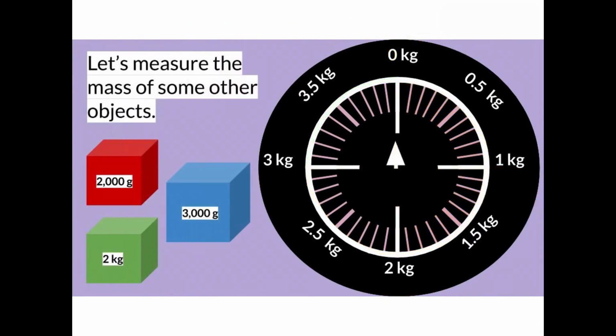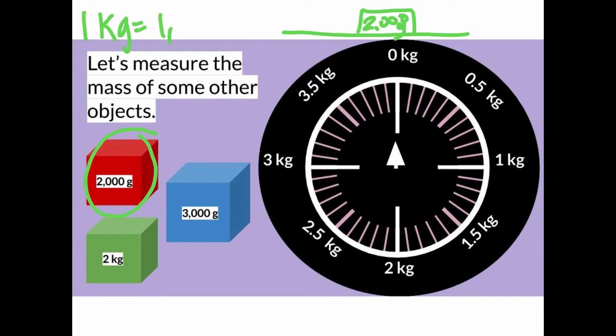Let's measure the mass of some other objects. Let's start with this red box right here. So we're going to pretend the scale's up here. And we put this box on there and it's 2,000 grams. Okay. Where would the arrow point? Well, it's starting at 0, and we know that 1 kilogram is equal to 1,000 grams.